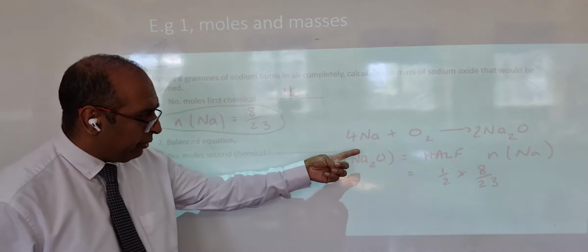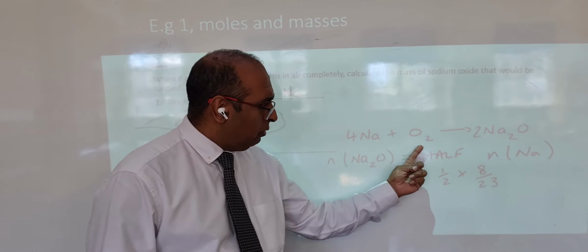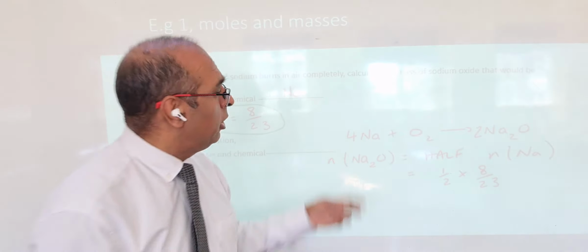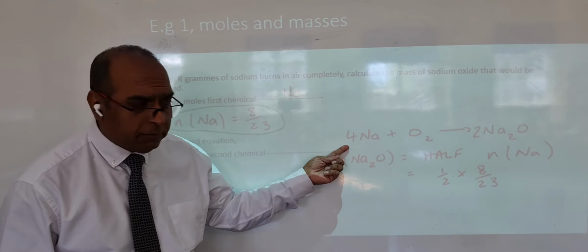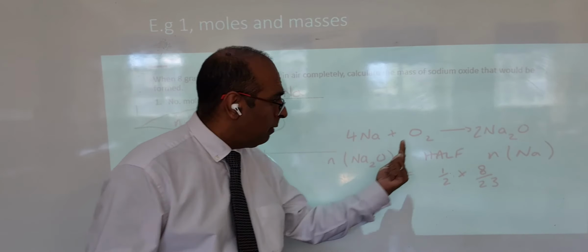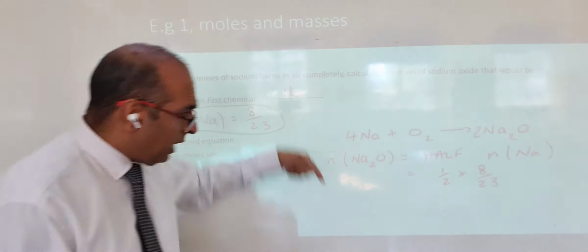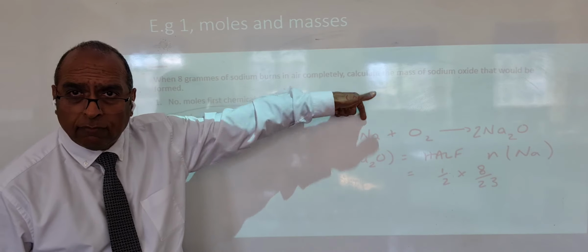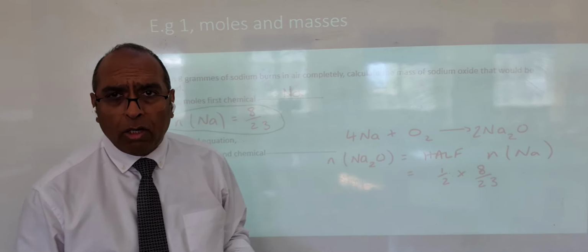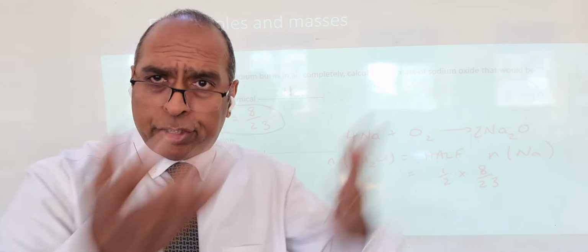Second step, balanced equation. Sodium burns with oxygen, makes sodium oxide. To balance it, you need a 4 and a 2. That tells you 4 moles of sodium. The big numbers represent moles. 4 moles of sodium react with 1 mole of oxygen gas, making 2 moles of sodium oxide. Now, that was our first chemical. 4 moles of sodium makes 2 moles of sodium oxide. The ratio is 4 to 2, which is 2 to 1.